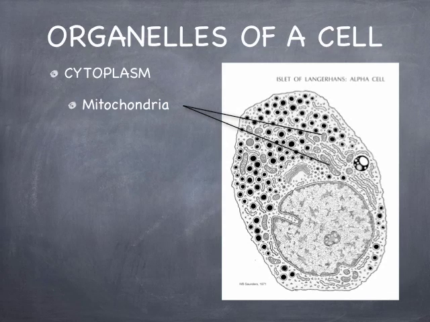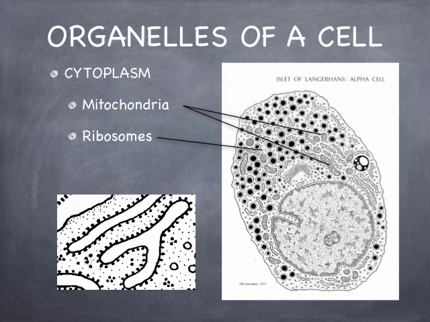So, we've identified mitochondria. Let's find a second organelle. This one is called a ribosome. And there are many, many ribosomes in the cell. Now, what am I pointing at there? Kind of hard to see. Let me take an expanded view of what we're looking at.